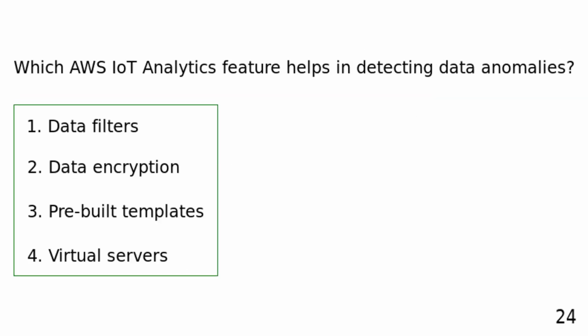Which AWS IoT Analytics feature helps in detecting data anomalies? Data filters. Data encryption. Pre-built templates. Virtual servers.